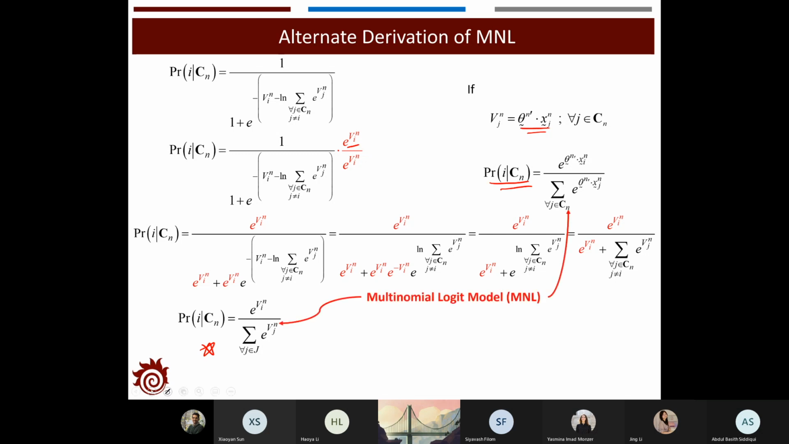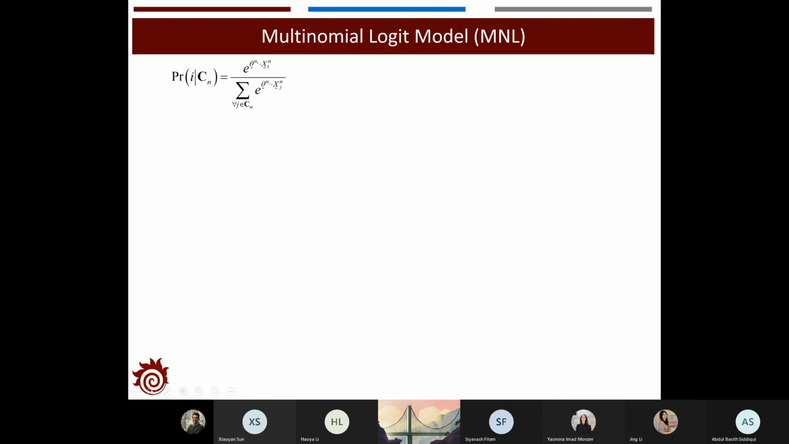Now the tricky part is, we know the expression, and if we are provided with the value of theta and the attributes of x, we will be able to calculate the probability of choosing each mode. But now the question is how we can use the observed data to calibrate this model to find out the right values of theta. So the calibration is not that easy.